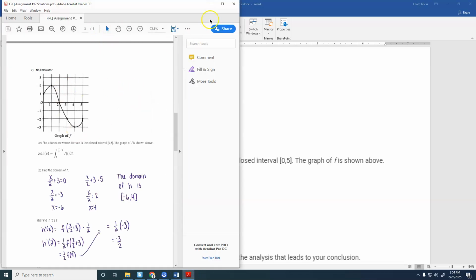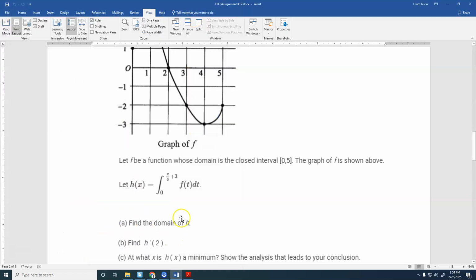So for this case, whenever I am integrating, I'm going from 0 to x over 2 plus 3. So this function right here is only defined from 0 to 5. So I can only use h if f is defined there. But it's not as simple as just doing from 0 to 5 again, because my integral goes from 0 to x over 2 plus 3.